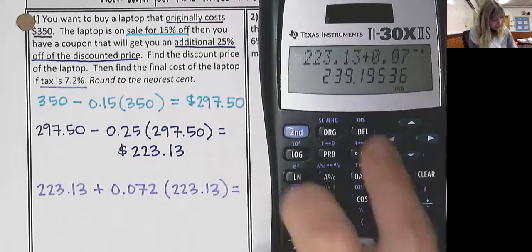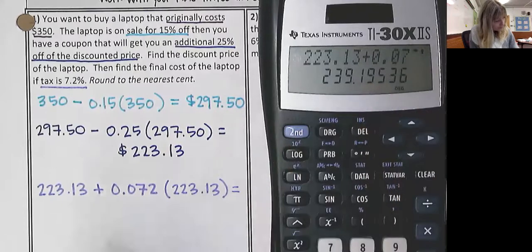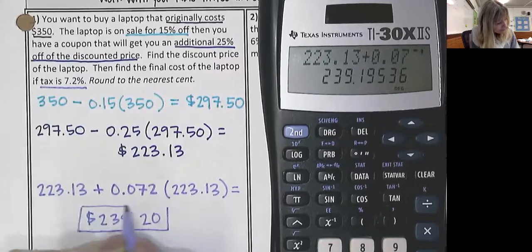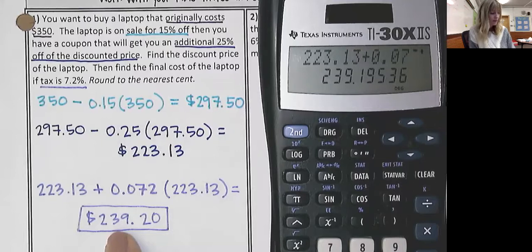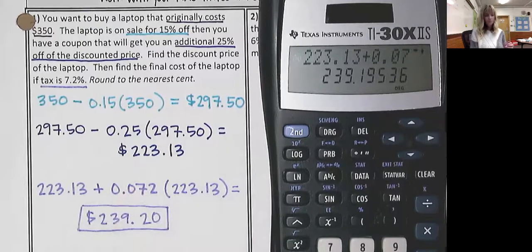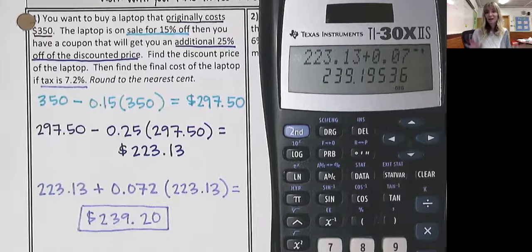Now I have to round this, 0.195. Okay, the final price when you get up to the register, it will be $239.20. That's after a 15% off sale, an extra 25% off that, and your 7.2% tax. Multiple percents. This is how it works in real world. Lots of percents going on there.